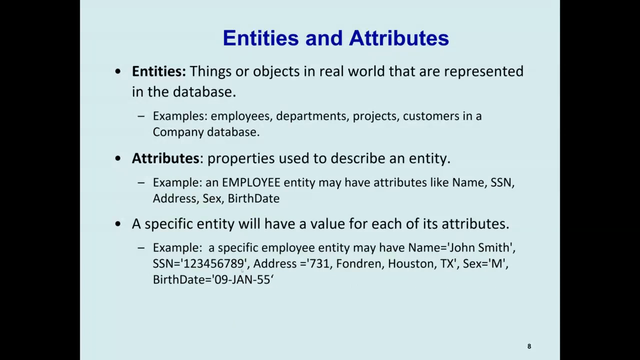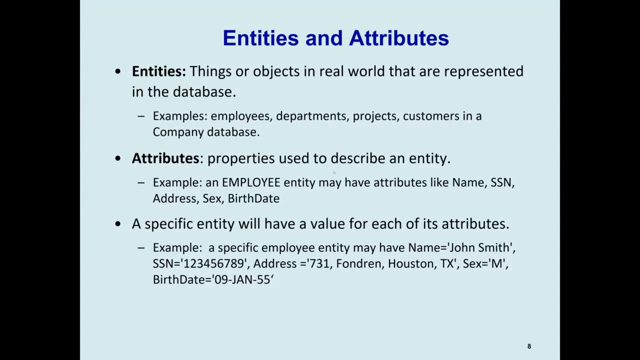Then we just review some key concepts like entities and attributes. Entities are the things and objects in the real world that need to be represented in the database. For example, in a company database, we may have entities for the employees, the projects, the departments, and dependents. If we think about a university database, we may have student entities, classroom entities, class entities, and also college entities.